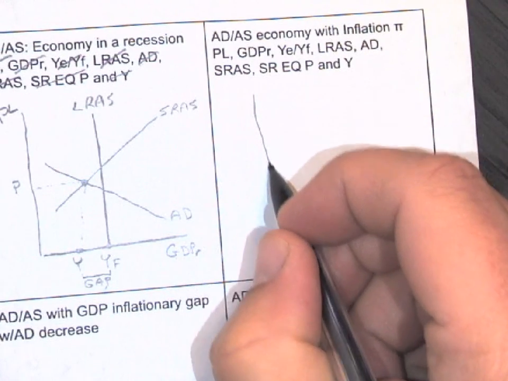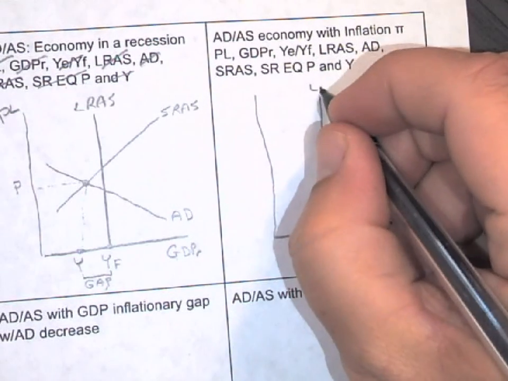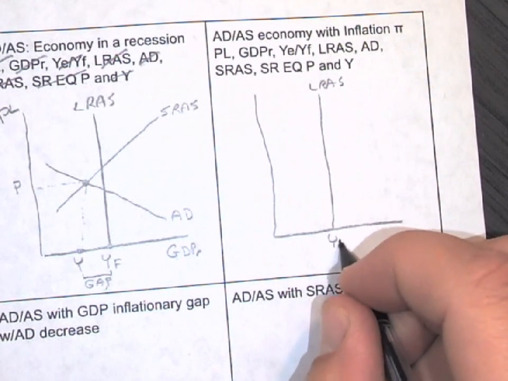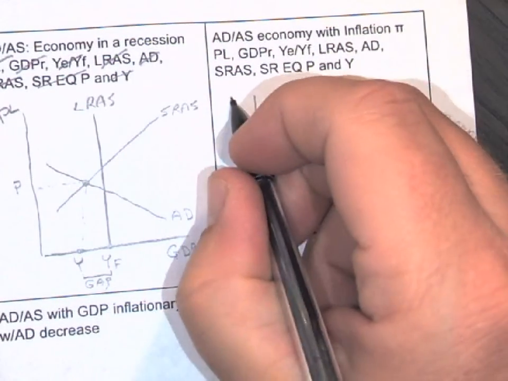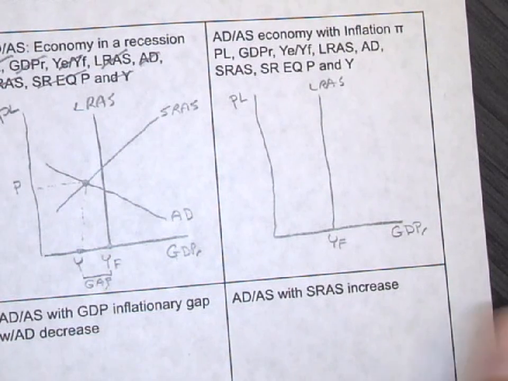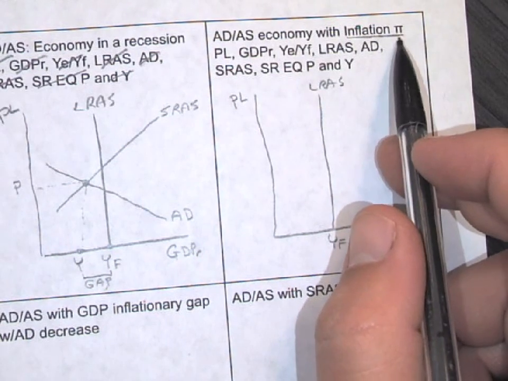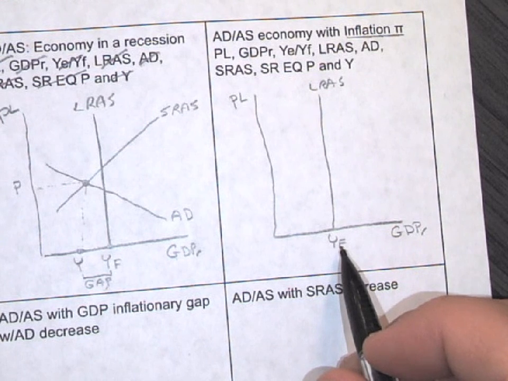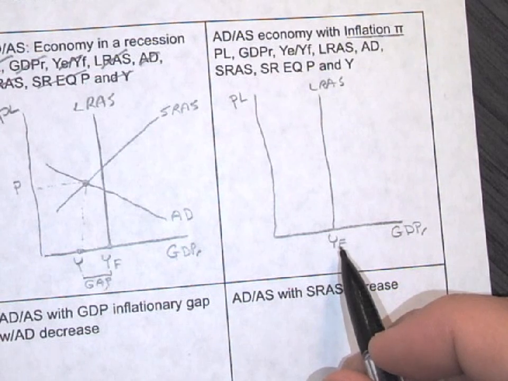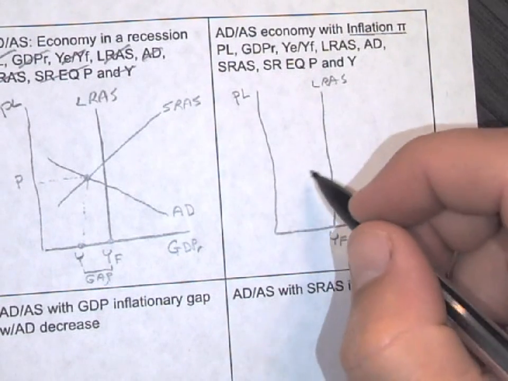Now, we'll set up our economy again. We have our long run supply. We have our full employment output. We have our x-axis of real GDP, y-axis of price level. So now I have inflation. Inflation means that we are actually overproducing like we did in the roaring 20s, the factories were rolling. When we use resources, stuff gets scarce and therefore prices go up.